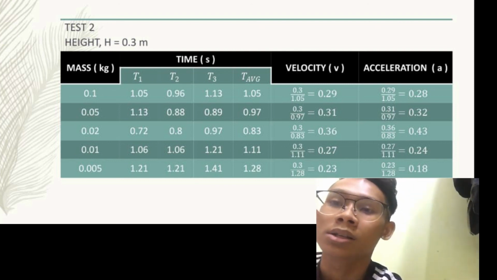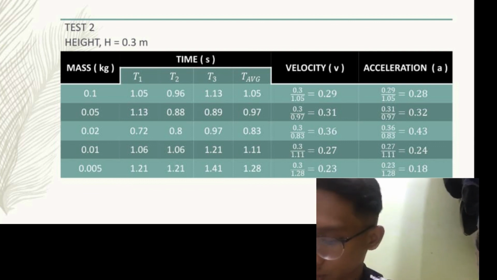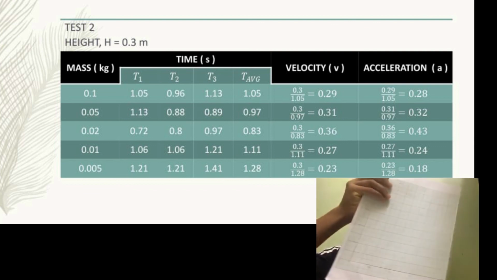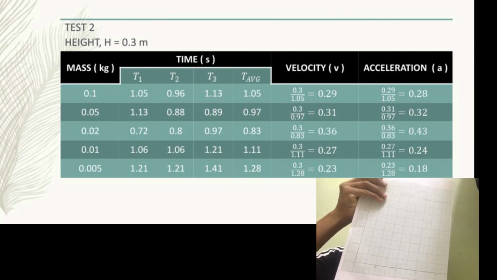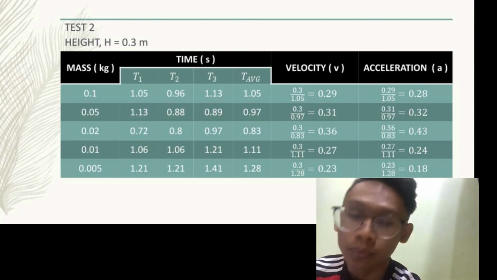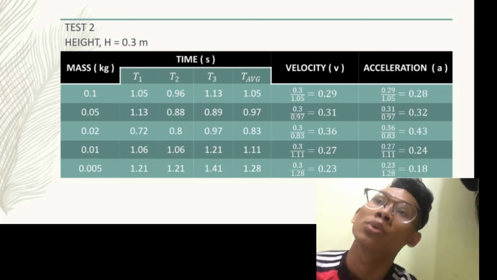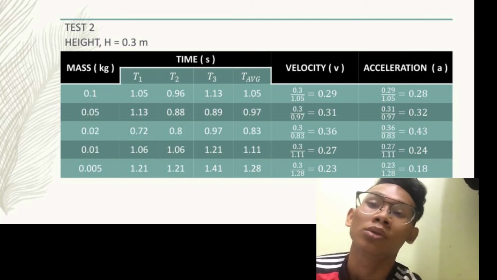Yes, the data we will use to plot the graph like this. For table 1 we got like this, and also table 2 got like this. So that is the slide we will use.